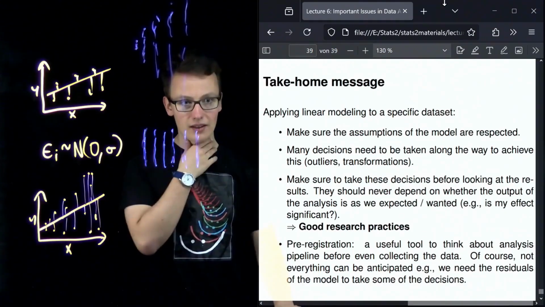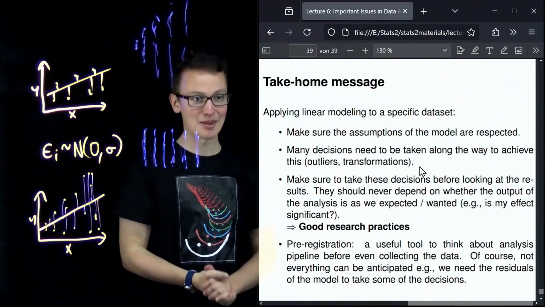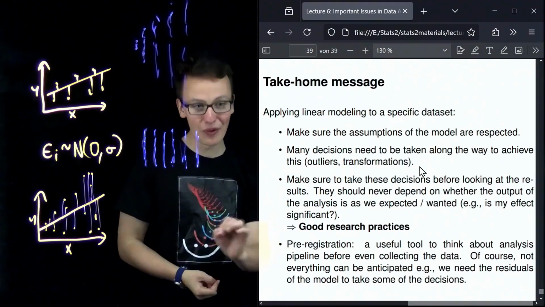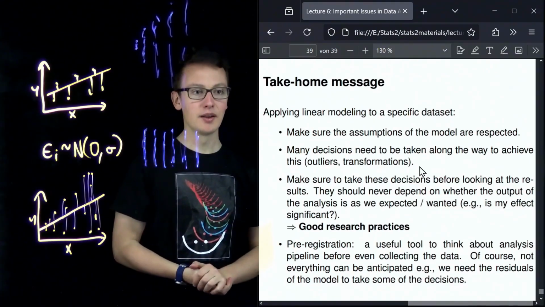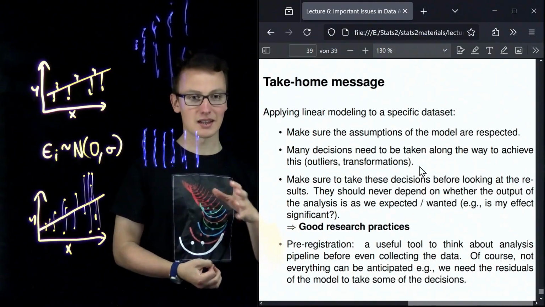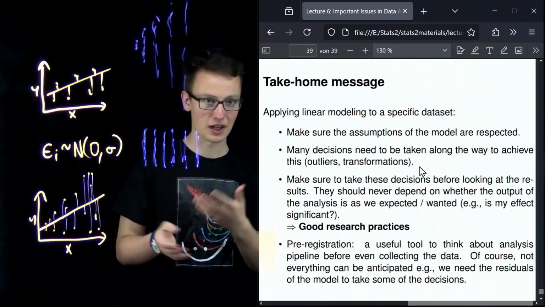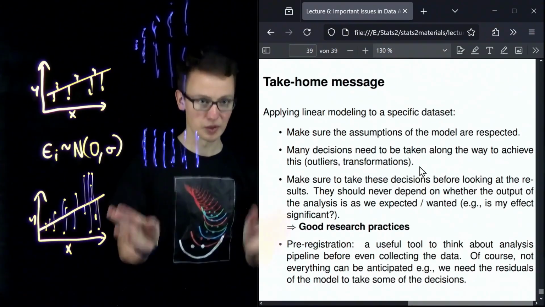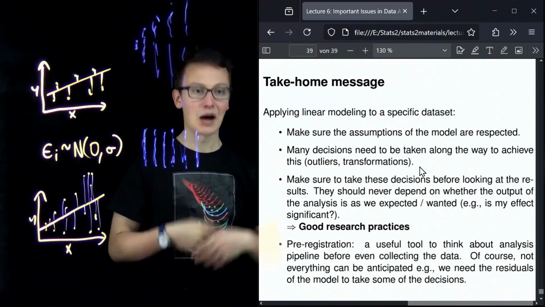The important thing, as I've repeated over and over again, but I'm going to tell you again one last time, is to take these decisions before looking at your results. Ideally, even before you collect your data, because your decisions on what transformation to apply, what kind of outliers to remove, if you want to remove them, all of this should never depend on the output of an analysis.